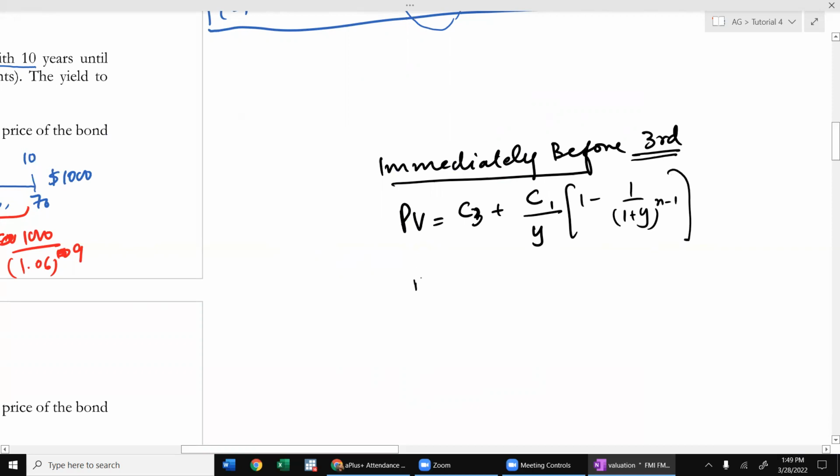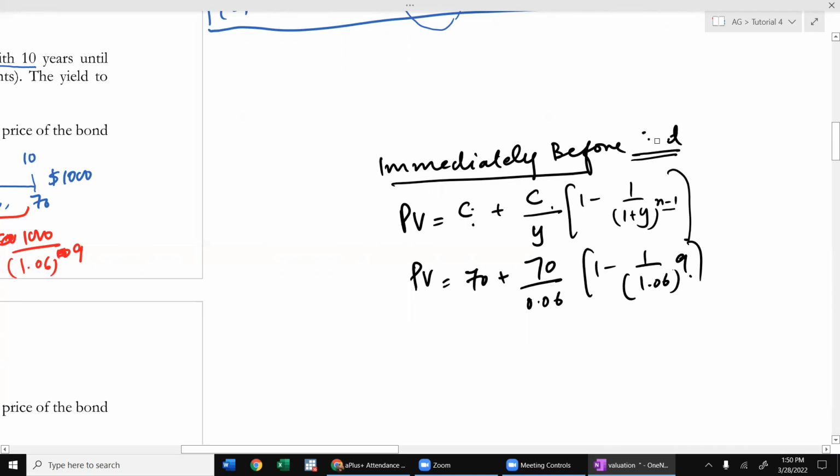In our case, we do 70 plus 70 over 0.06, 1 minus 1 over 1.06 power, it was 9, right? So that's why it is 10 minus 1, 9. So this is C4 if I say, but since they are equal cash flows, I'm not writing C3 or C4, I'm just writing C. So it will be C plus C over Y, 1 minus 1 over 1 plus Y to the power n minus 1. Okay, so for any immediately before, this will be the treatment.